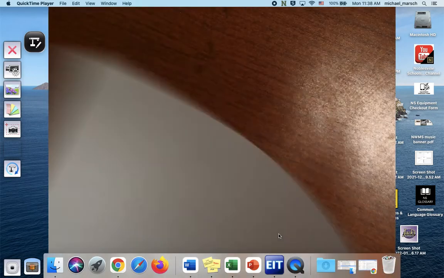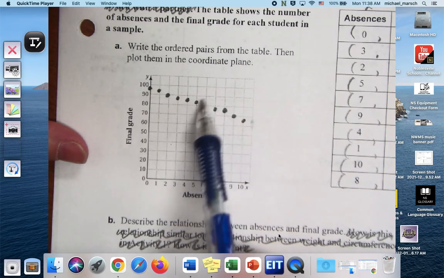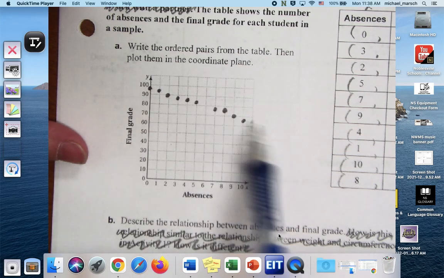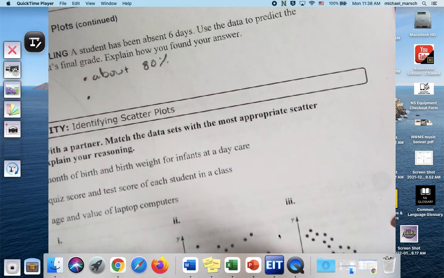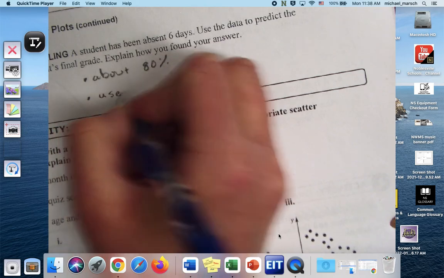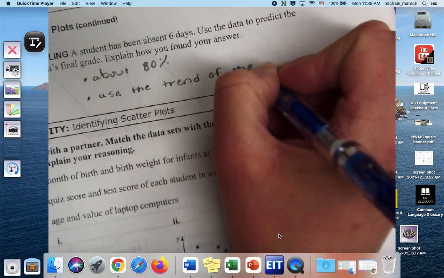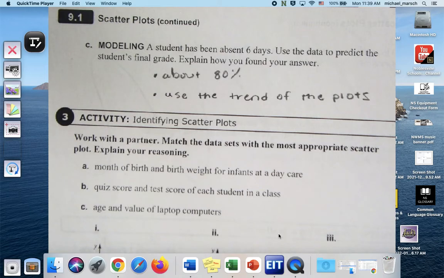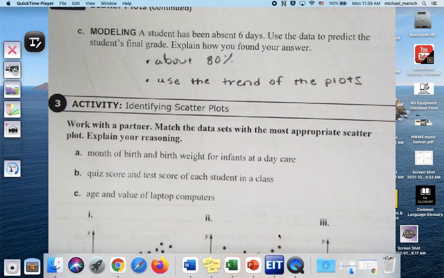Yeah, so if you look at the trend, you can see that 6 absences would probably be around here because you can see that the data is going in that direction at that speed. So it's kind of like we just used the trend of the plots. Now nothing's guaranteed. Maybe somebody who's absent 6 days still can get 95%. They could be an outlier. But if we're just going off the trends and what we have, that makes the most sense.